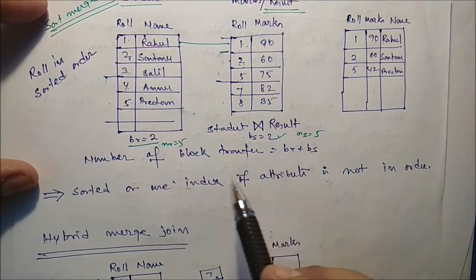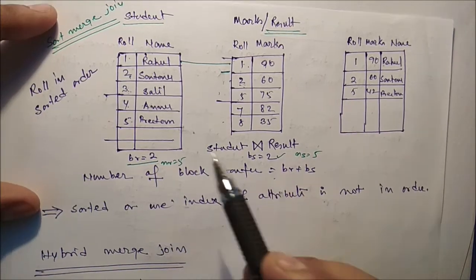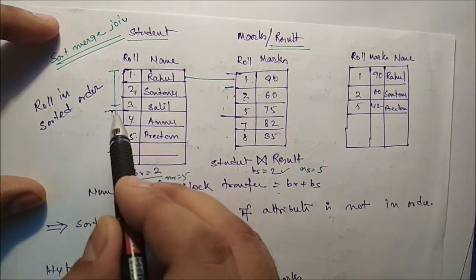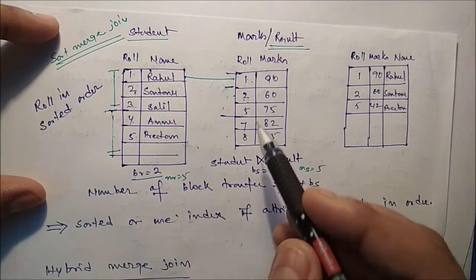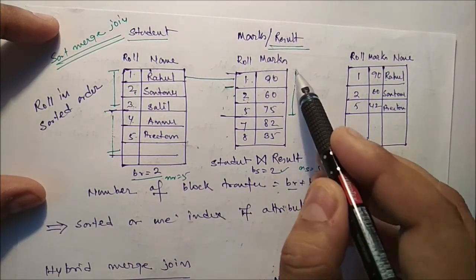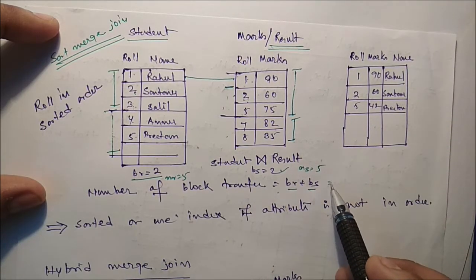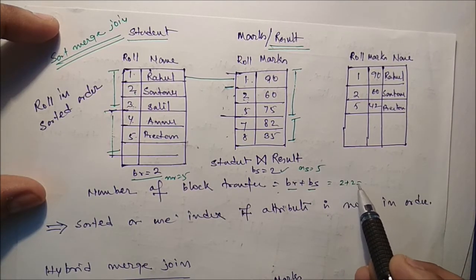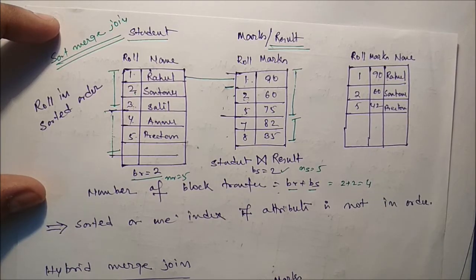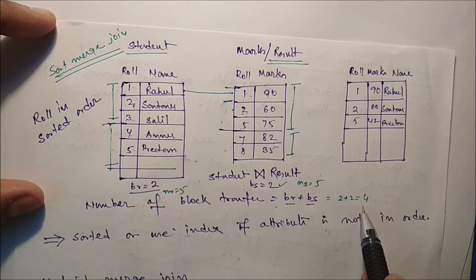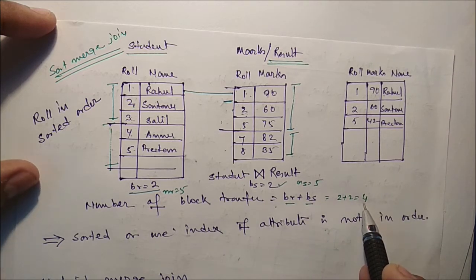we can implement it efficiently. The number of block transfers is: we have to transfer this particular block and this particular block, that is BR, and definitely we need this block and this block once, that is BS. So it is BR plus BS, which is 2 plus 2, that is 4. Are you getting this one? So the total block transfer is 4.